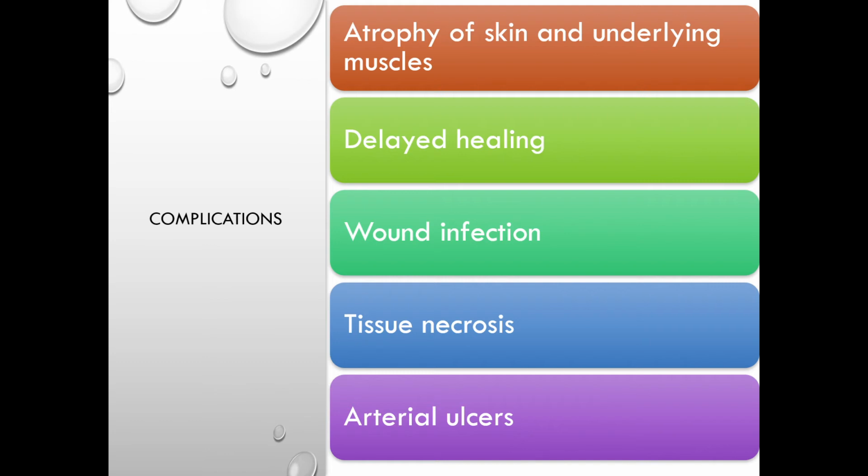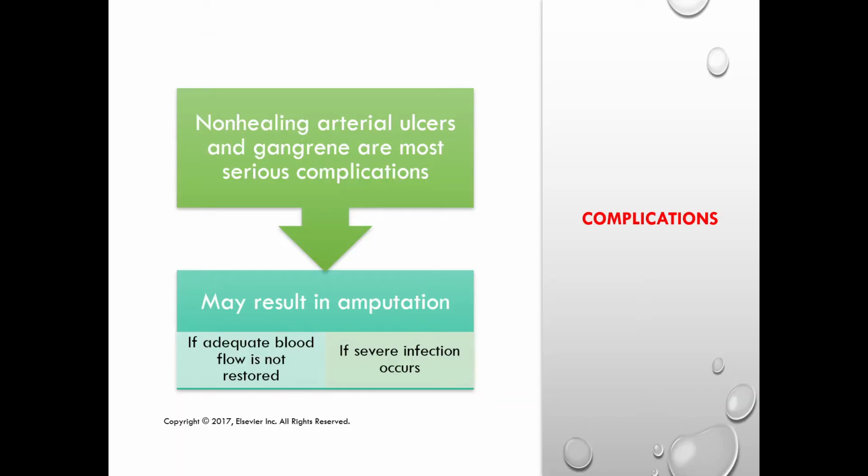So complications. Remember, arterial ulcers, which are ischemic in nature, most often occur over bony prominences on the toes, feet, and in the lower legs. And I believe if you go to chapter 37, there's a slide or a table in there that goes over this. So I would highly suggest that you look at that. Some of the complications are atrophy of the skin and underlying muscles, delayed healing, wound infection, tissue necrosis, arterial ulcers as well. Okay, further complications. If peripheral arterial disease is present for an extended, chronic period of time, collateral circulation may end up preventing gangrene to the extremity.